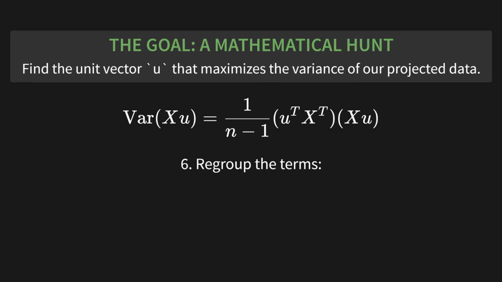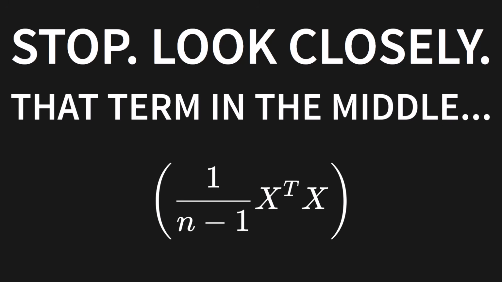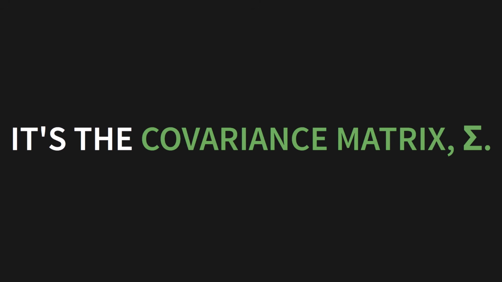So we have U transpose times the quantity 1 over n minus 1 x transpose x times U. Stop. Look closely. That term in the middle, 1 over n minus 1 x transpose x, does that look familiar? It's the covariance matrix sigma. It's the exact formula we used in our recipe. And this leads to an inescapable conclusion.